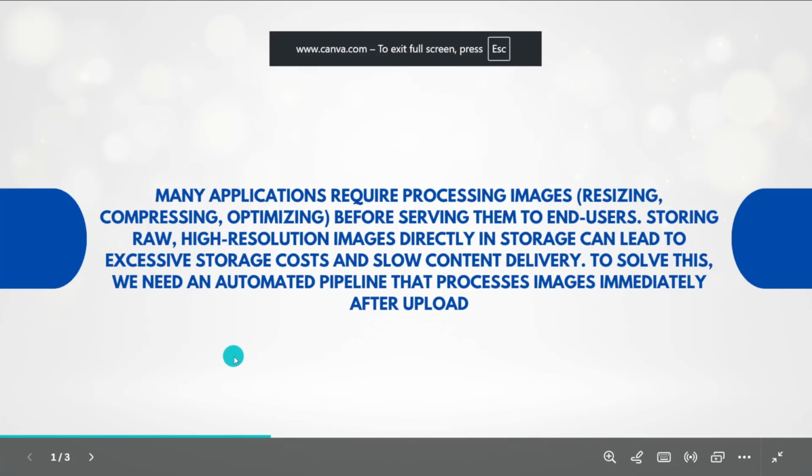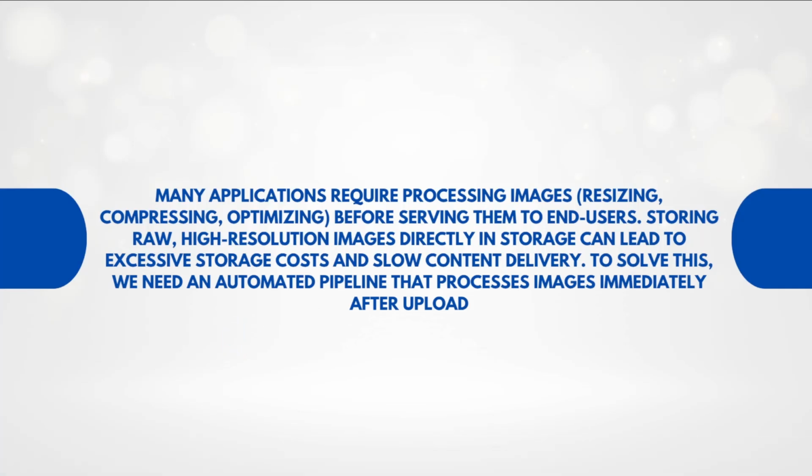Okay, so this is the first part of the section. Let me discuss the use case. As you can see, many applications require processing images, resizing, compressing, or optimizing before serving them to the end user. Storing raw, high resolution images directly in storage can lead to excessive storage costs and slow content delivery. To solve this, we need an automated pipeline that processes images immediately after the upload.